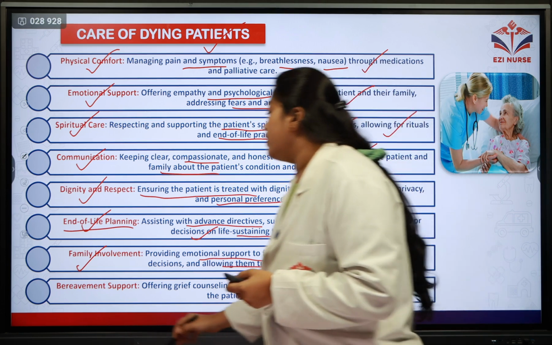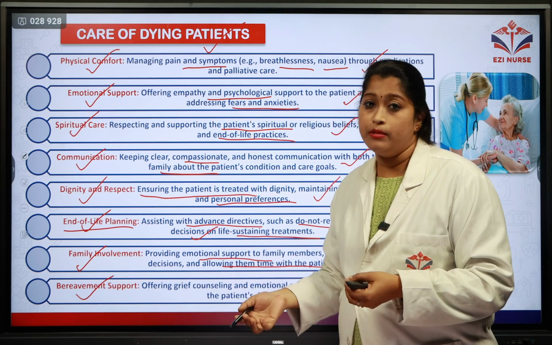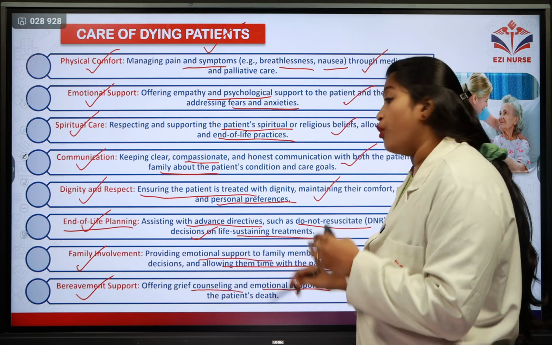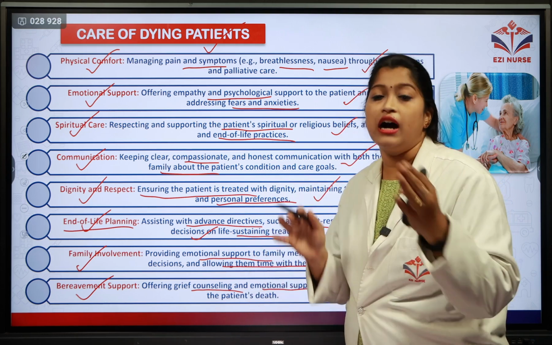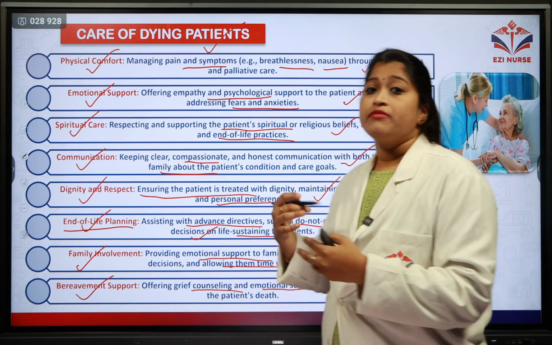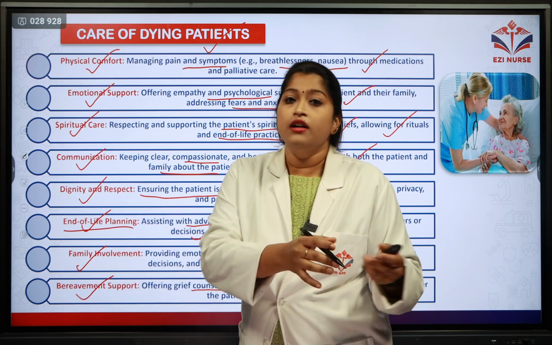And finally, the bereavement support. You need to offer the family members grief counseling and emotional support, both before the patient's death and also after the patient's death. So these are the important care that we give to a patient who is almost towards the end of life.